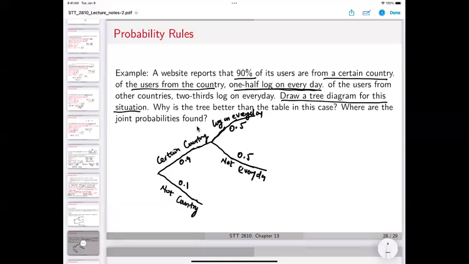And it says that of users from other countries, which is here, 2/3 log on every day. So here is also every day. So here is what? 2/3. And then here will be what? Not every day. If here is 2/3, what will be here? 1/3. Does that make sense?